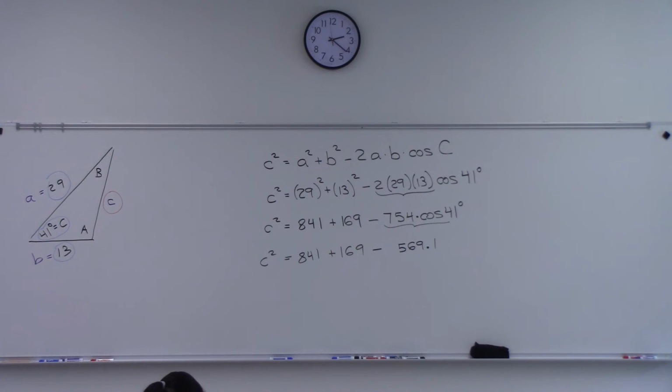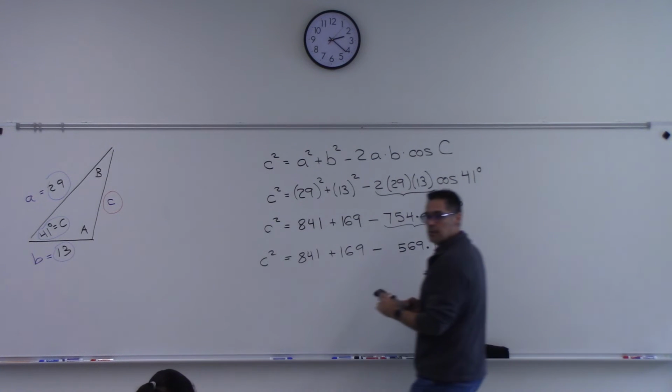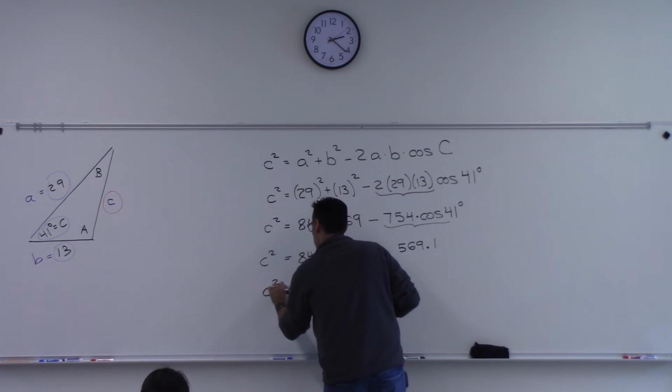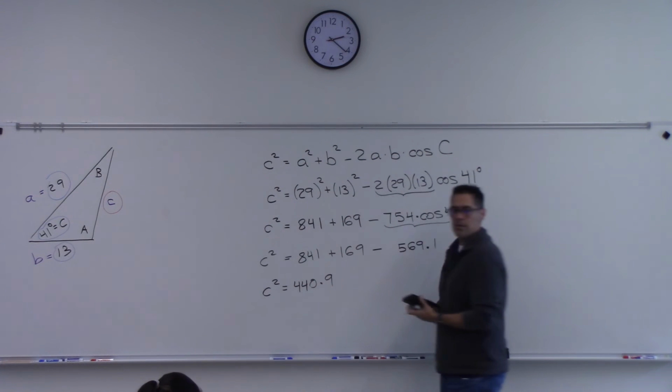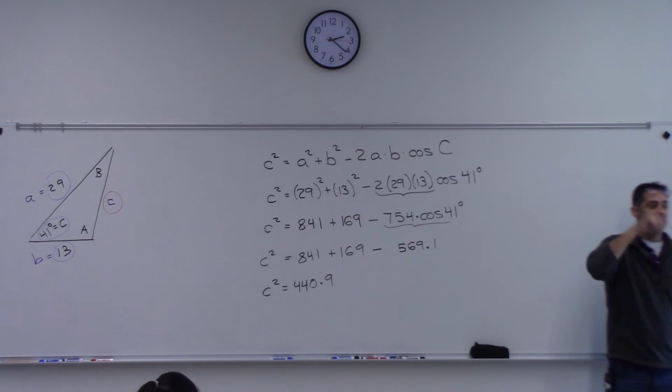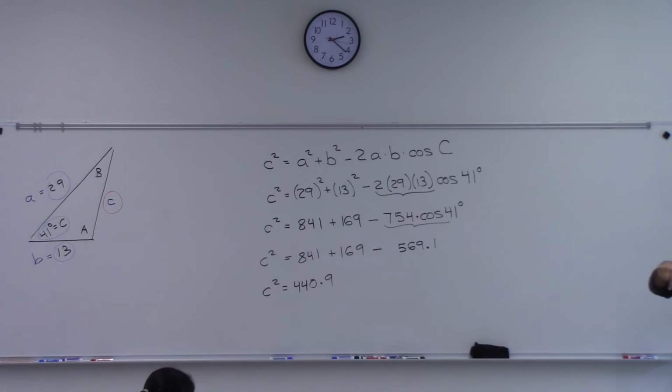Now just add these up. Who else is getting 440.9? Yeah? 440.9. That's what C squared is, right? We need C, not C squared. So we're going to take the square root on both sides.